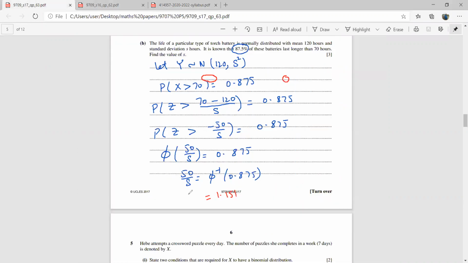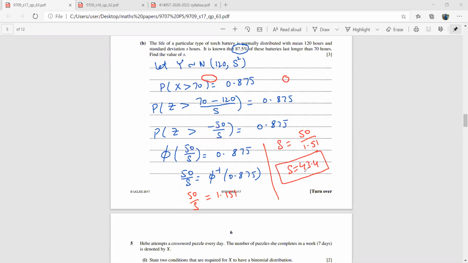So this is your 50 over s. So your s is 50 over 1.151. That was the standard deviation. So this is 50 divided by 1.151. That is 43.4.